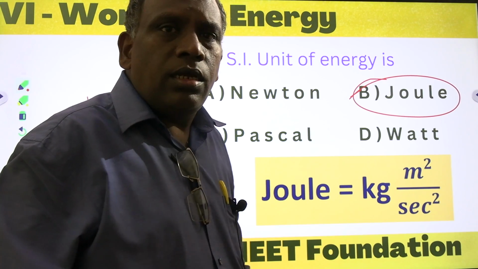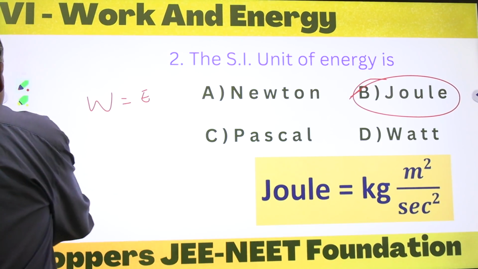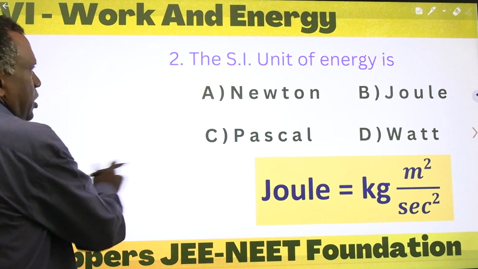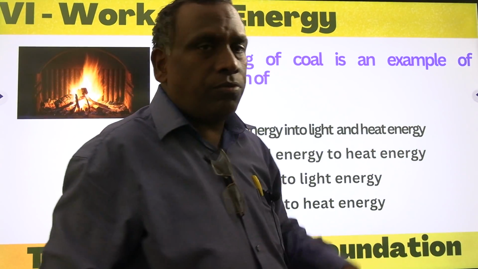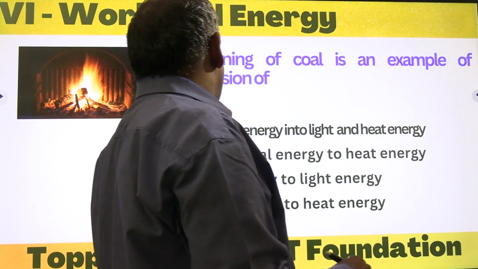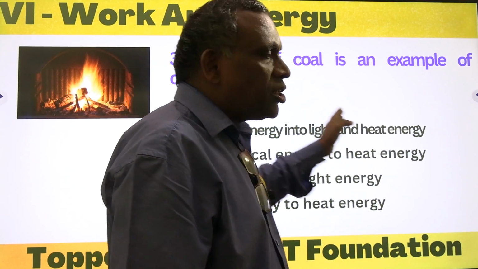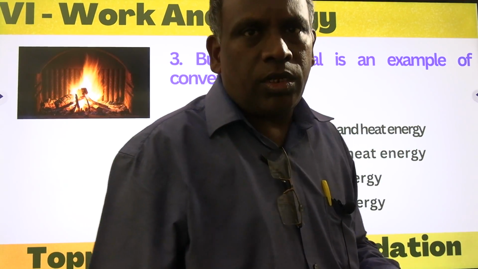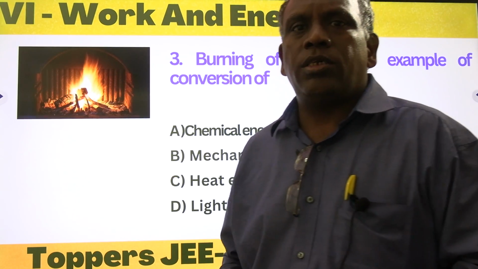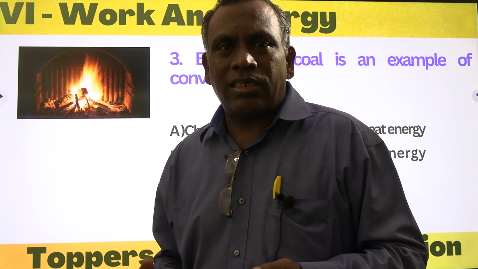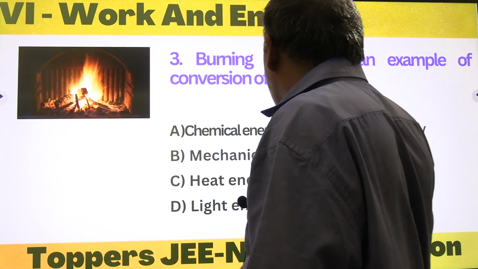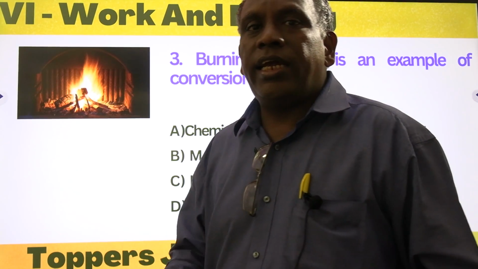This is the second question. And come to the third question. The burning of coal is an example of conversion of dash. We observe burning of coal in our daily life. When coal burns, some light energy is released, and heat energy also, light and heat energy.